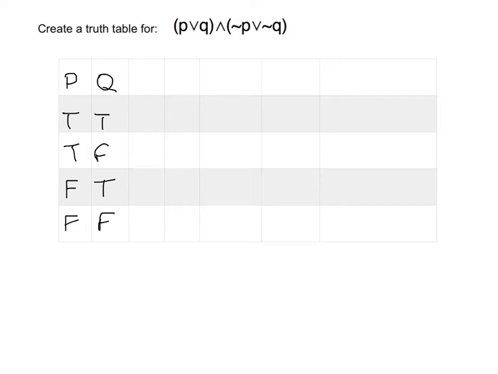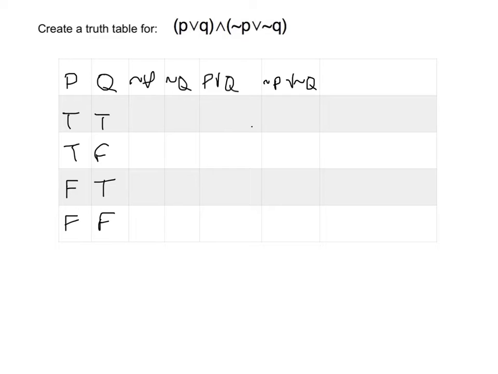As we're looking at this compound statement, we definitely need a not P and a not Q. Those are two things we're certainly going to need. And before we can do the entire statement, we need to know what this parentheses looks like. So that's going to be another one of my columns, P or Q, the first parentheses. Then I'm going to need to know what the second set of parentheses looks like, so we're going to have not P or not Q.